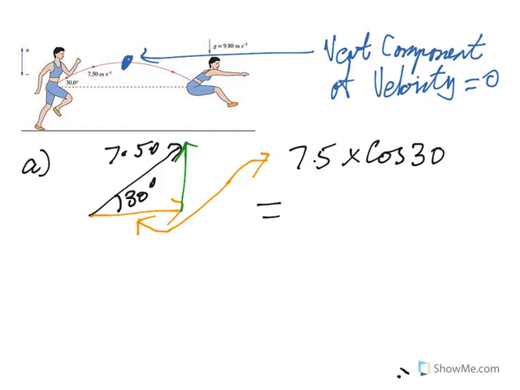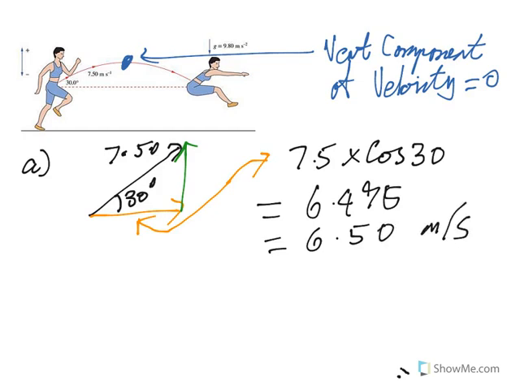The third decimal place is a 5, so 6.495 becomes 6.50 metres per second for the horizontal component of the velocity at any time. And of course at the top of the flight, the highest point, there is only that component, so 6.5 metres per second.